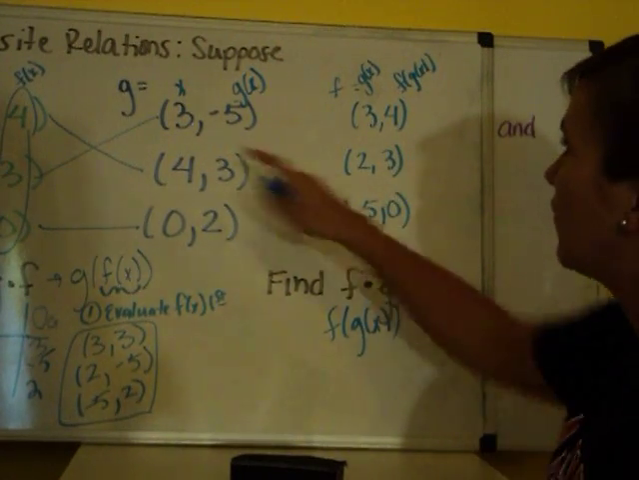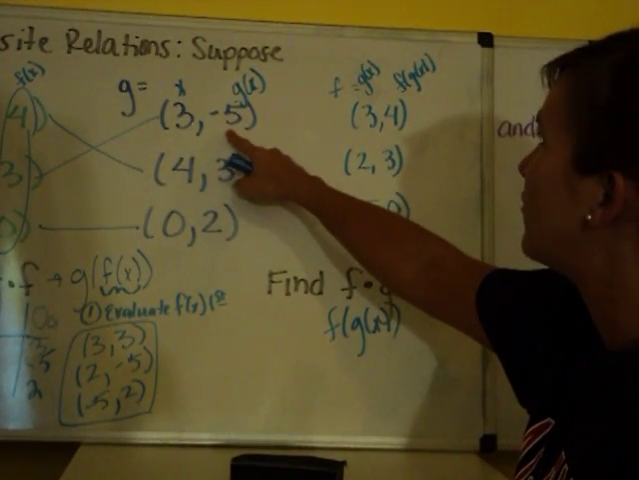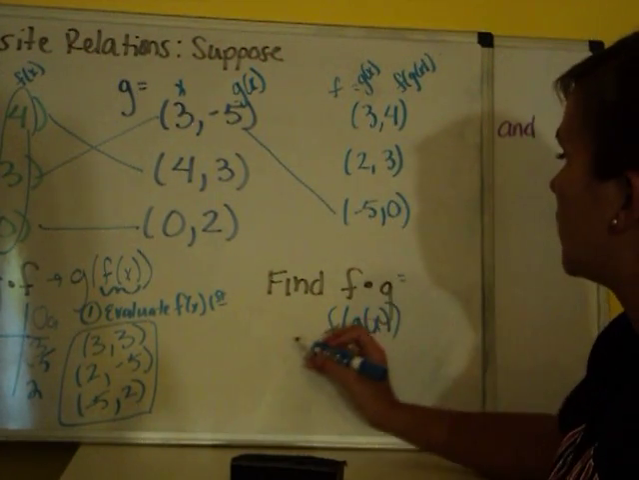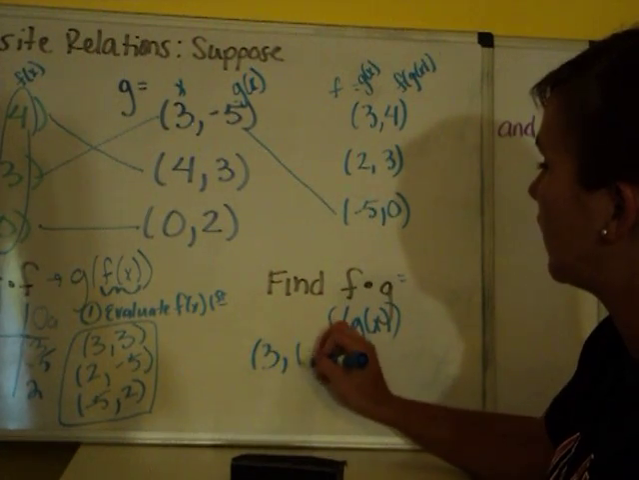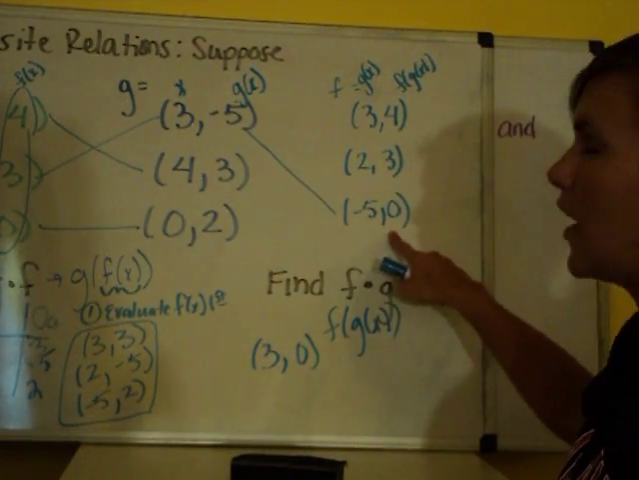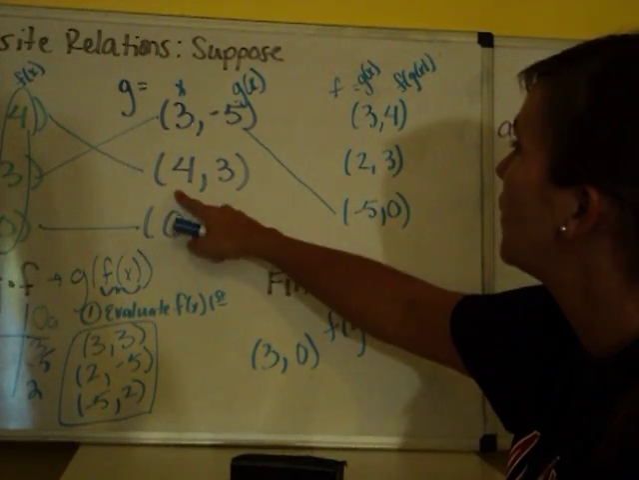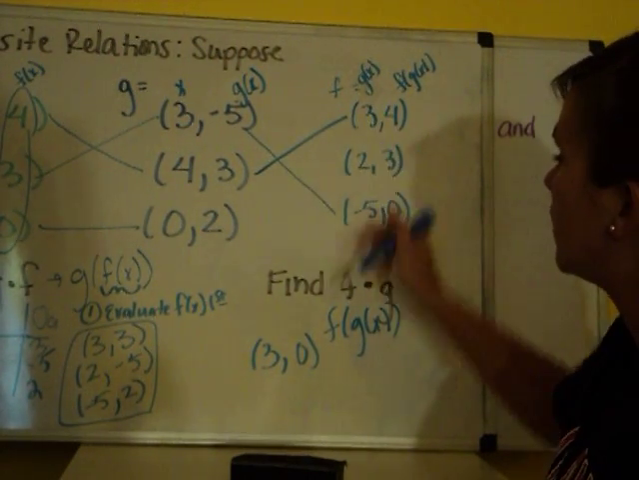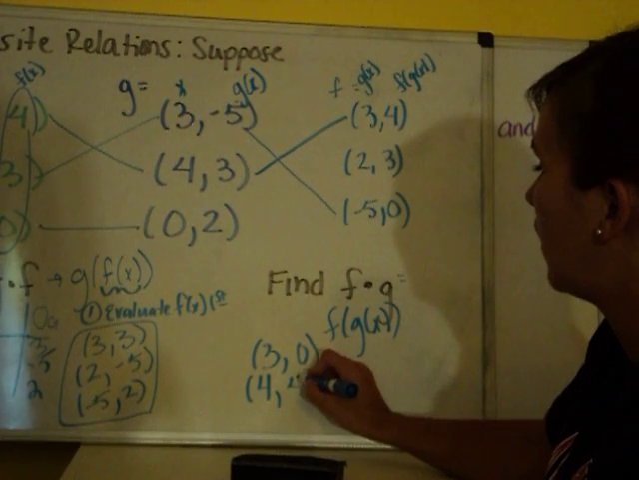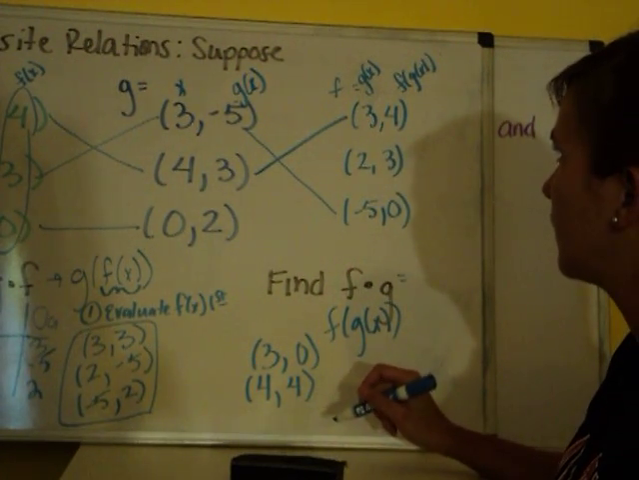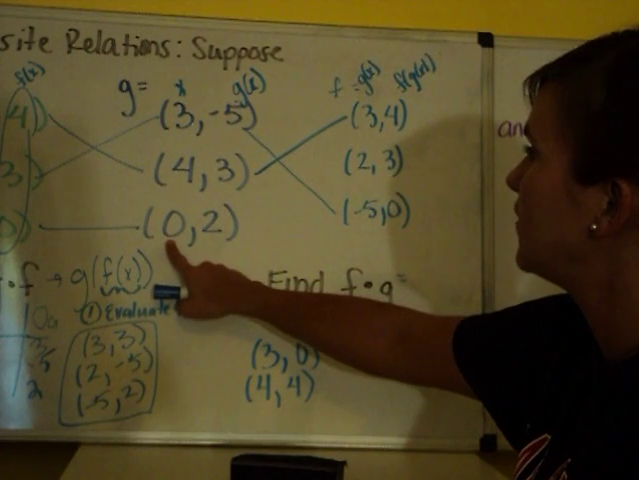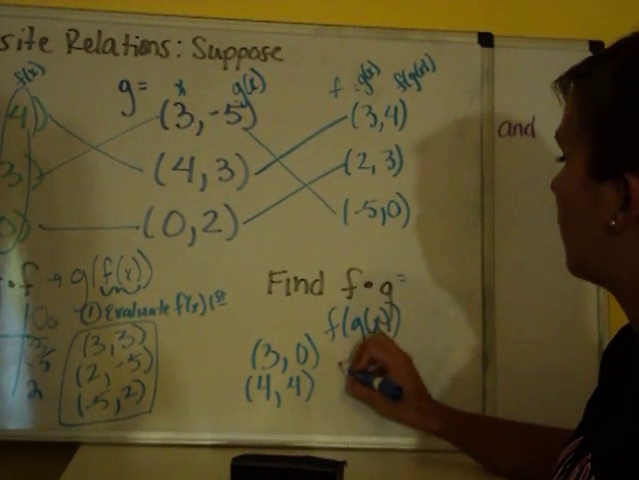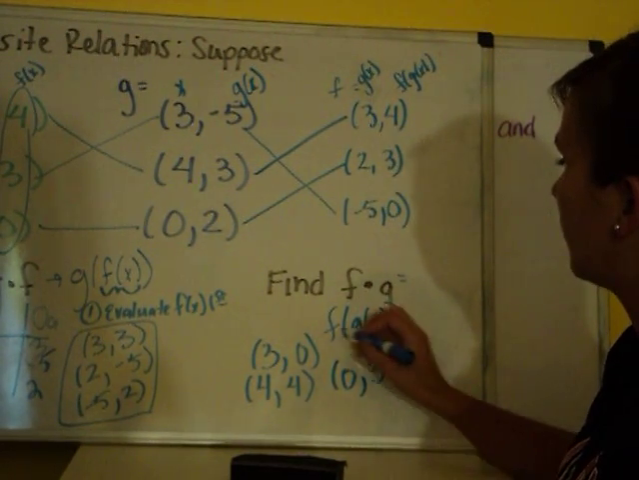Okay? So if I put in a 3, my g of x is negative 5. Then I take my g of x and put it into f, and I get 0. So my first ordered pair here is 3, 0. I plugged in a 3, got a 0. Okay, here with the 4, I put in a 4, my g of x is 3. Put my g of x into f, I get a 4. So my ordered pair here is 4, 4. And then I get to this one. I put in a 0, I get out a 2. If I put in 2, I get out a 3. So my ordered pair is 0, 3.